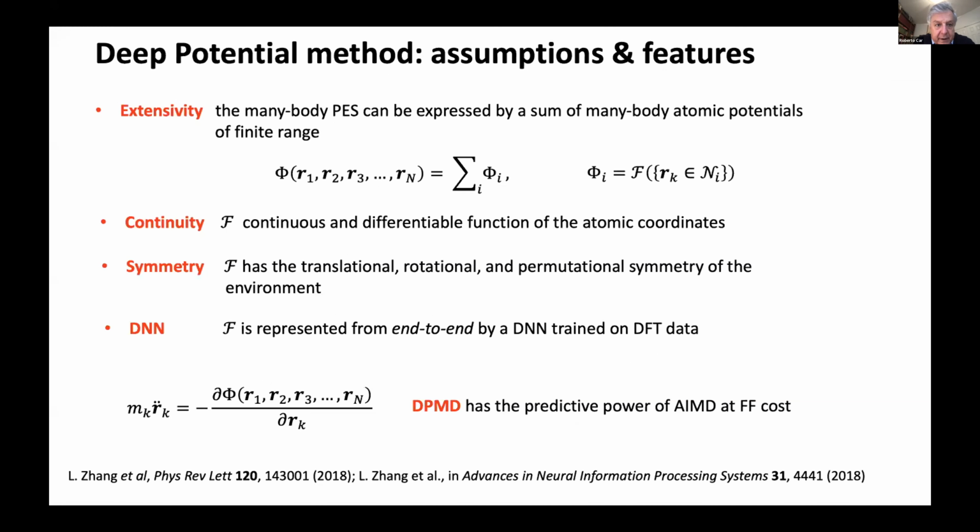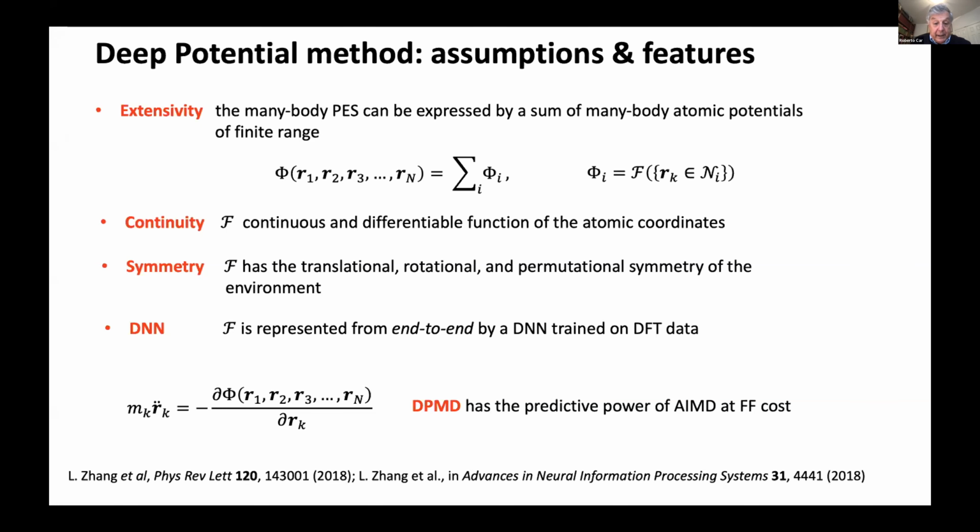Let me just recall some basic assumptions behind the deep potential methods and also stress some features of the method. One basic assumption is extensivity. One assumes that the many-body potential energy surface can be expressed by a sum of many-body atomic potentials of finite range.